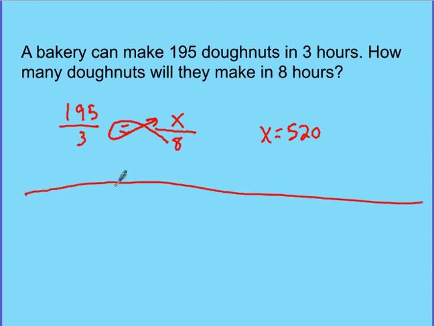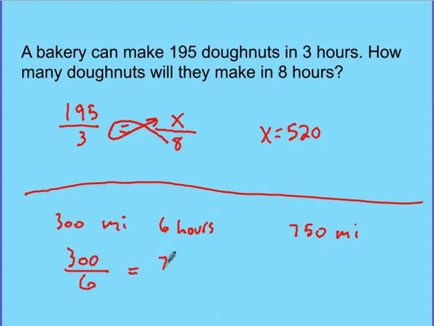Let's try another one. If I can travel 300 miles in 6 hours, how long will it take me to travel 750 miles? Set that one up for me. 300 over 6, because time goes on bottom, equals 750 on top over X. So where do I start? 750. 750 times 6 divided by 300. X equals 15 over 2 hours. Okay. All right.